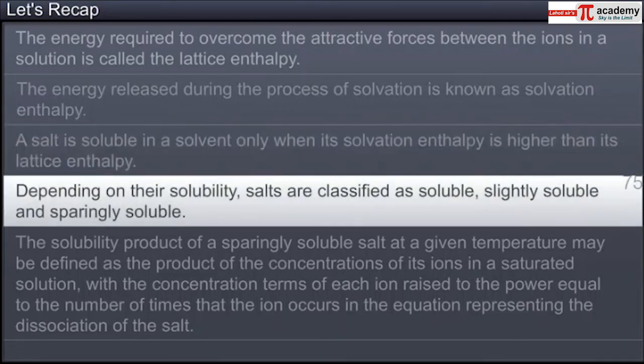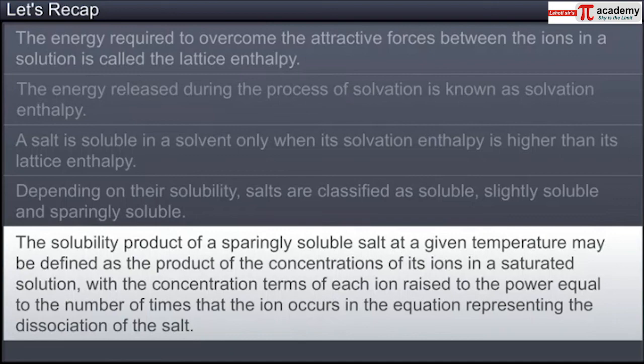Depending on their solubility, salts are classified as soluble, slightly soluble, and sparingly soluble. The solubility product of a sparingly soluble salt at a given temperature may be defined as the product of the concentrations of its ions in a saturated solution with the concentration terms of each ion raised to the power equal to the number of times that the ion occurs in the equation representing the dissociation of the salt.